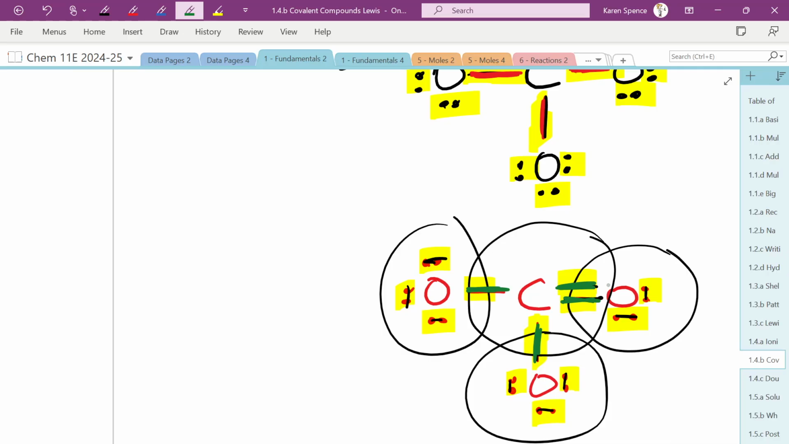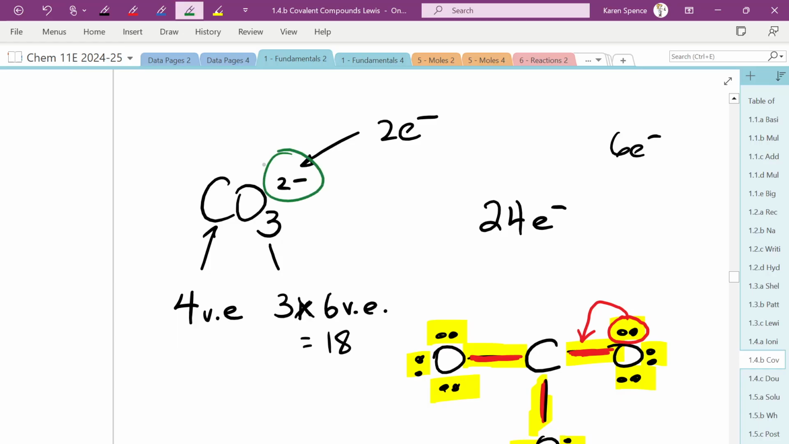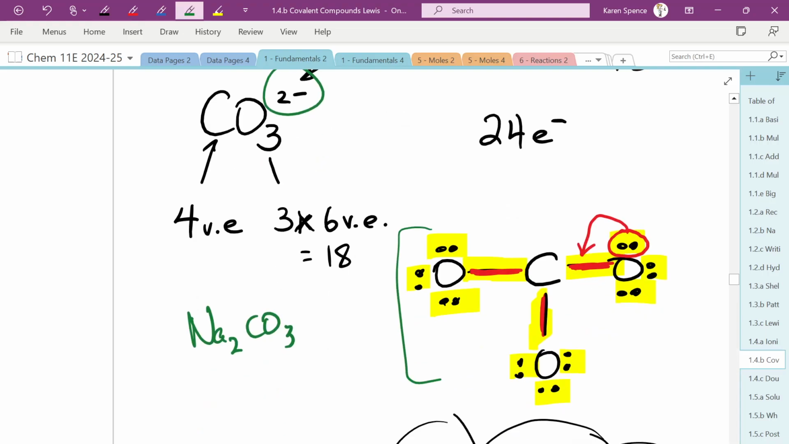Because this has a negative charge, they've come from somewhere. They've grabbed them from some metal atom somewhere. You cannot have carbonate on its own, right? It would exist as maybe Na2CO3. So where did those extra electrons come from? They came from the Nas. But if we're drawing the structure for the ion, we don't necessarily know what metal it's with. So somewhere out in the world, there's a metal who gave those extra electrons to the carbonate.